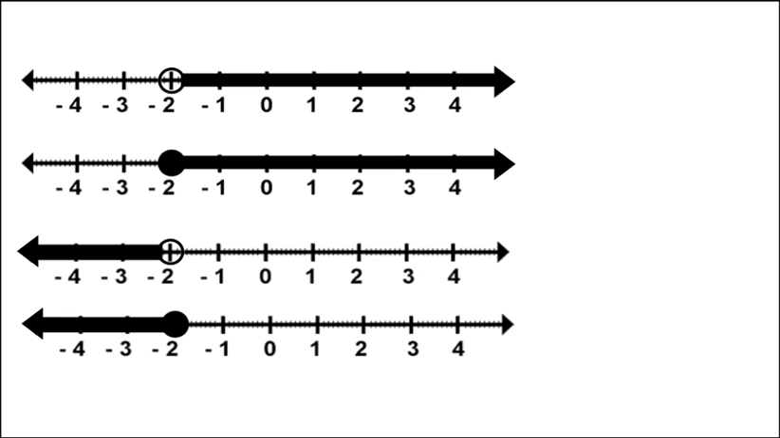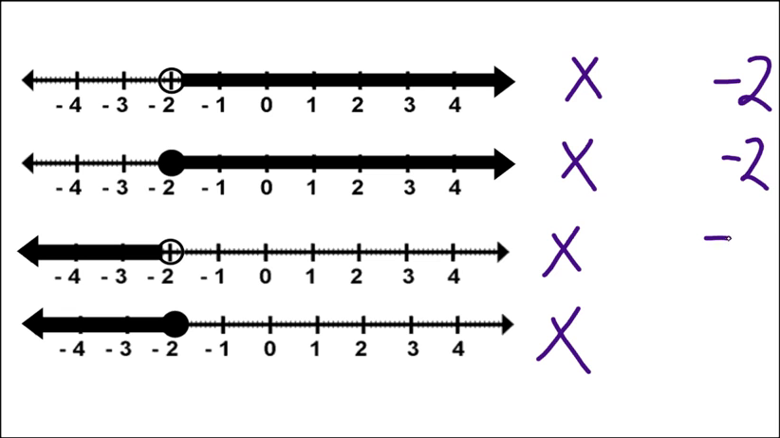Last thing you'll see, graphs. All right, so what number are all my graphs using? Negative 2. So we got x. Since it doesn't specify a variable, we'll just use x. We're going to have negative 2, right? What's my sign for the first one? Greater than.